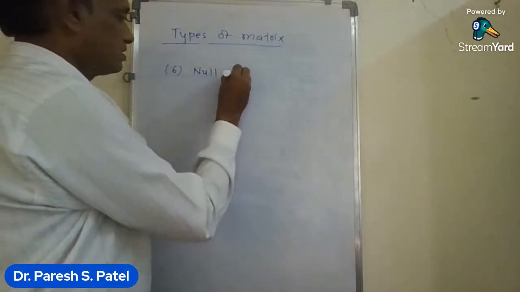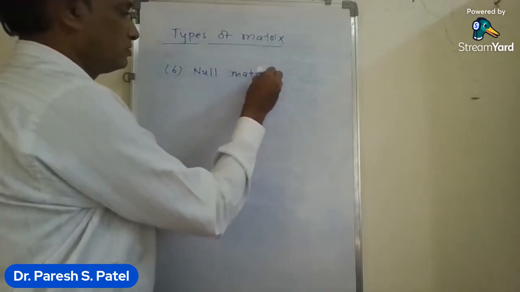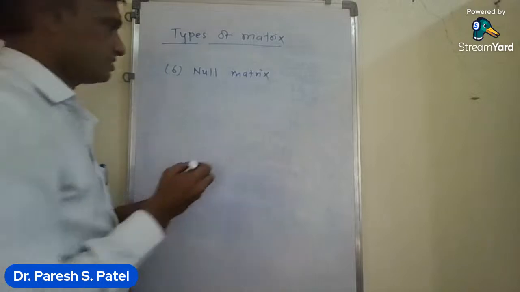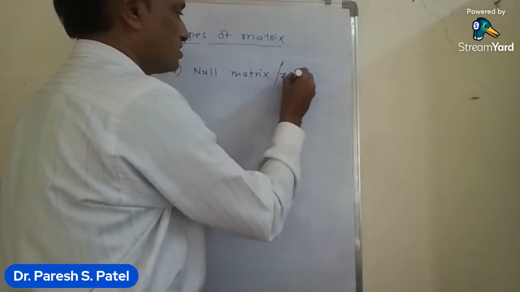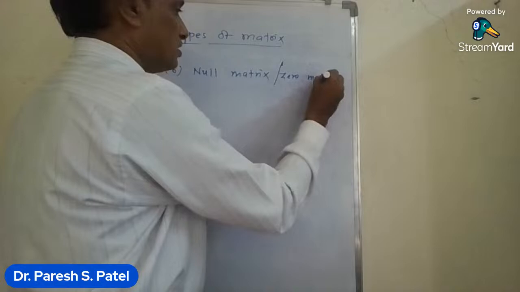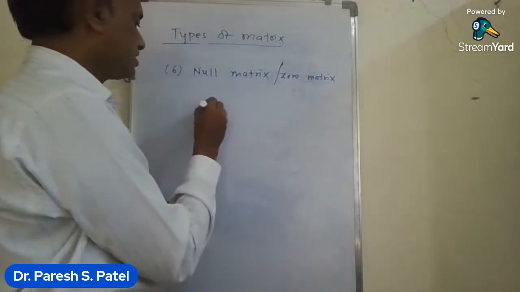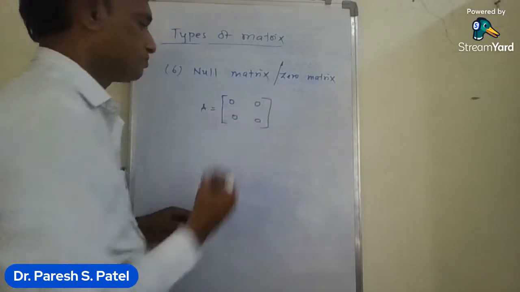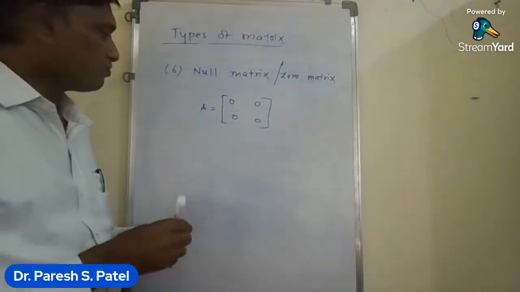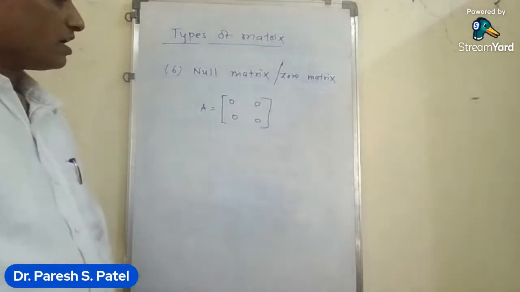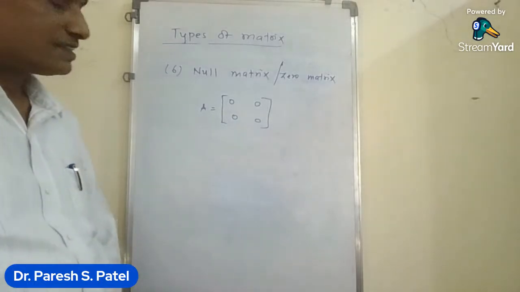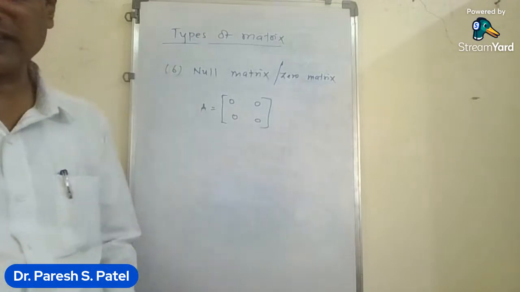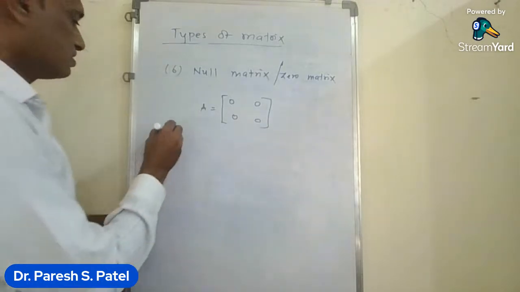Null matrix, or zero matrix. This can also be represented as a zero matrix. A is equal to 0, 0, 0, 0. Now the values of all elements of the matrix are 0. This can be represented as a null matrix.